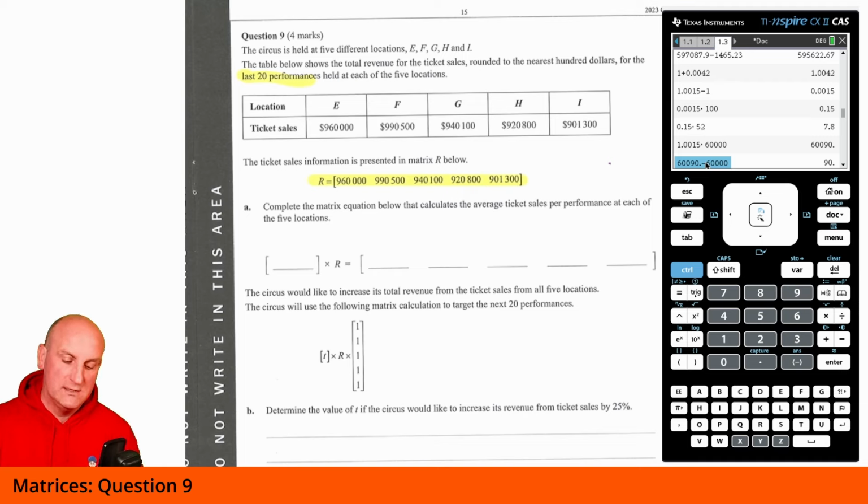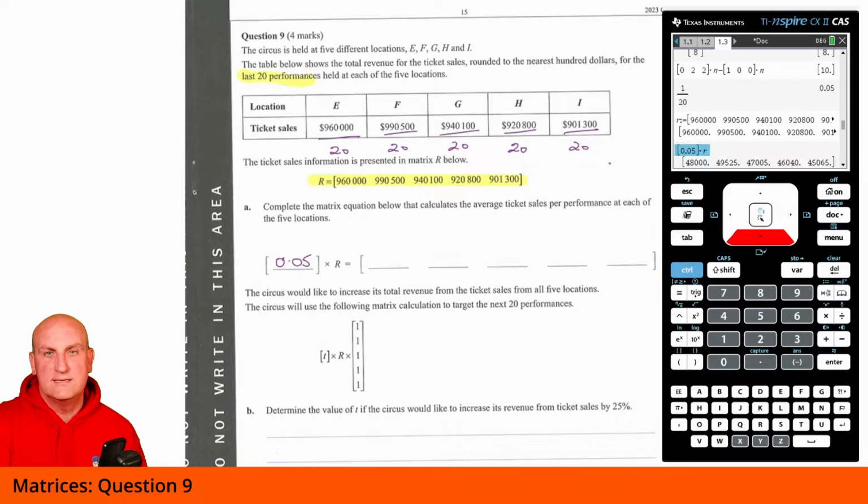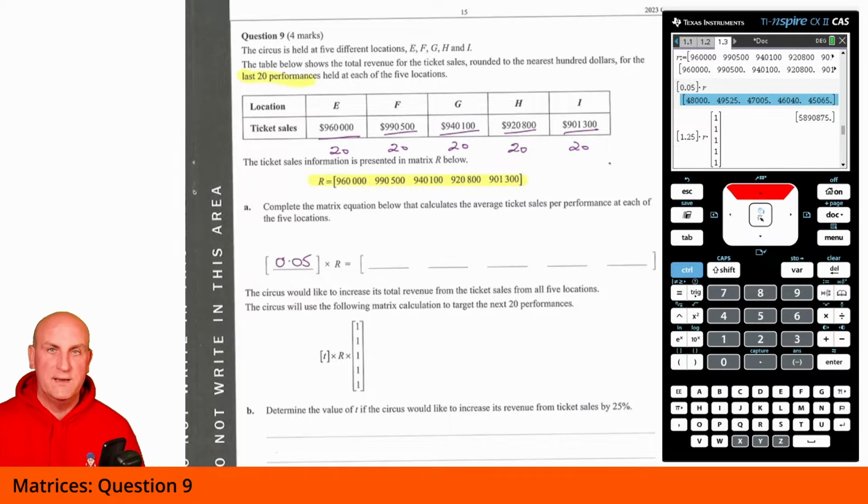Well, because there are 20 performances, I need to divide each of these values by 20. That's what it's actually asking me to do. Now, how do I do that? Well, dividing by 20 is the same as doing the fraction of 1 on 20. Now, when I do my fraction of 1 on 20, I actually get 0.05. So if I multiply 0.05 times R, what I end up with, now I defined my value of R there. Let's delete and then multiply the two together, and basically that's what came out.